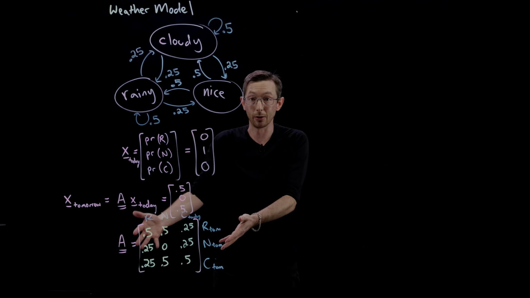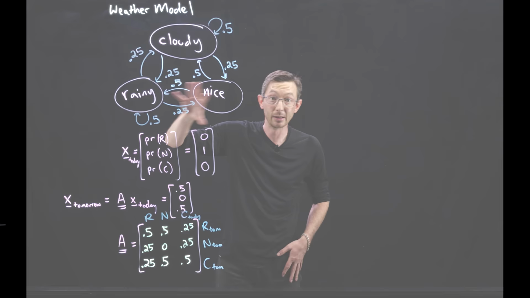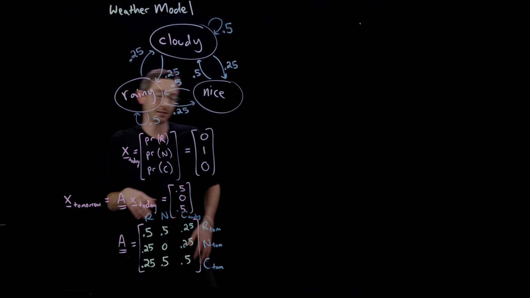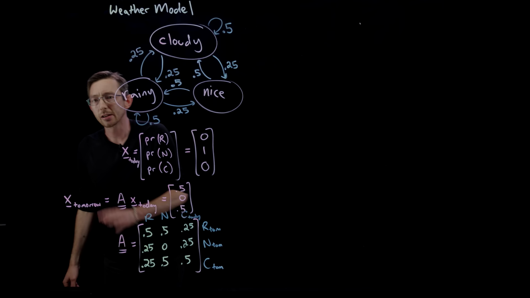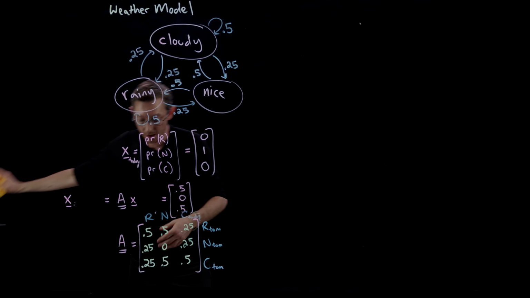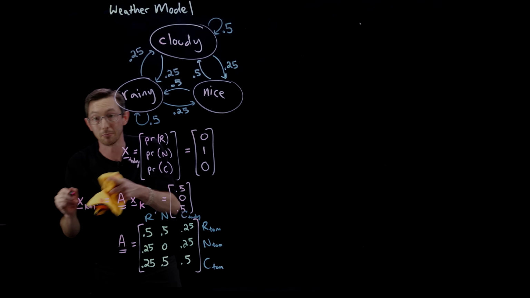I take the state, the probability of my system being rainy, nice, or cloudy today, and I multiply it by this probability transition matrix, and I get my probabilities of being rainy, nice, or cloudy tomorrow. Okay, and so if I want to fix up my notation a little bit, I could say that if I have some expected weather distribution on day k, then I can get the expected weather distribution on the next day, the k plus oneth day, the tomorrow day, by multiplying this by A.